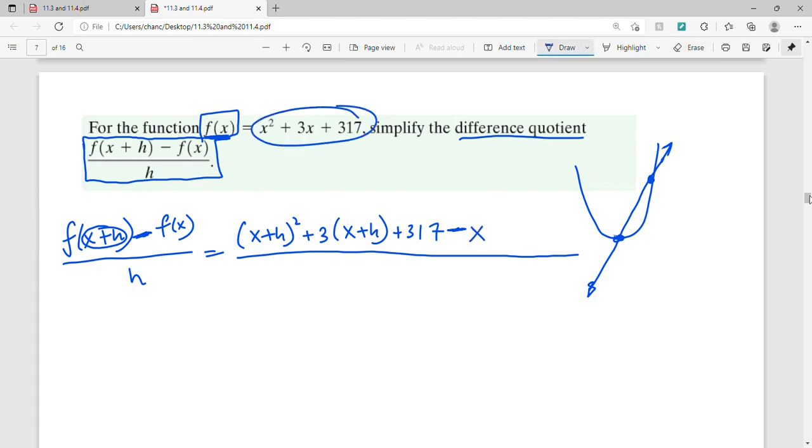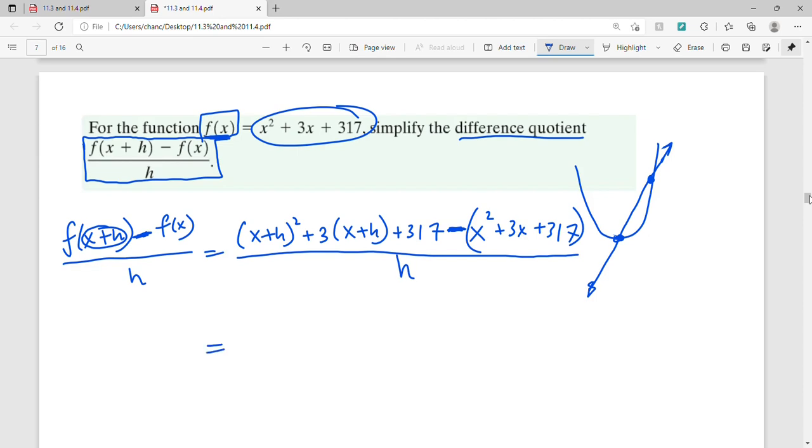So we'll write x squared plus 3x plus 317. Be careful. A lot of people forget that you're subtracting the whole thing, so you need a big set of parentheses so we can distribute this negative. On the bottom, we just have h.